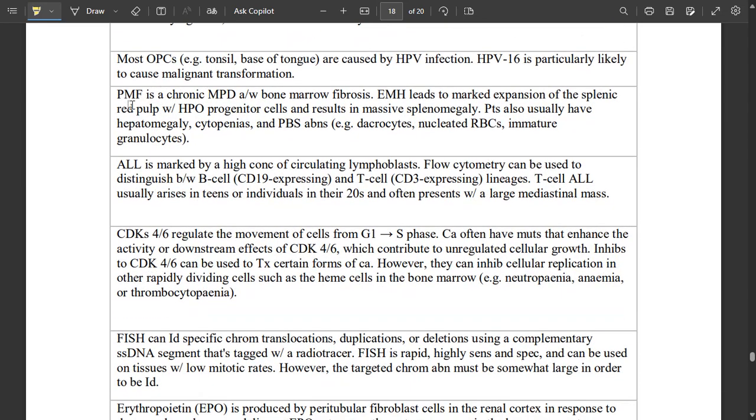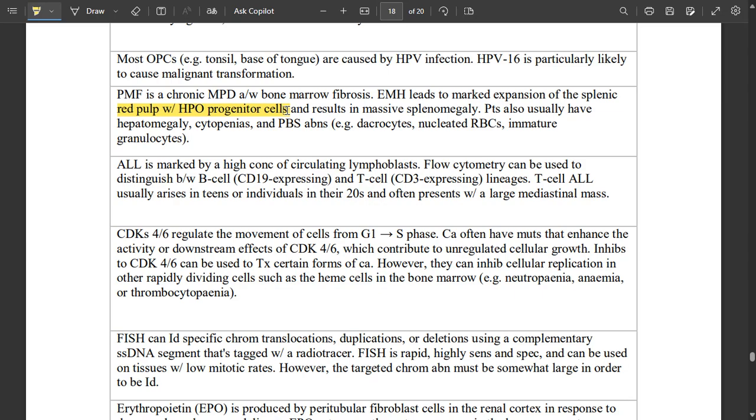Primary myelofibrosis is a chronic proliferative disorder associated with marrow fibrosis. EMH, that is extramedullary hematopoiesis, leads to marked expansion of the splenic red pulp with EPO, stem cells, and progenitor cells. So there is hematopoiesis, and RBCs have to increase. Red pulp in the spleen has RBC-forming stem cells or progenitor cells, and results in massive splenomegaly. The marrow is destroyed, so there are more megakaryocytes, therefore massive splenomegaly occurs.